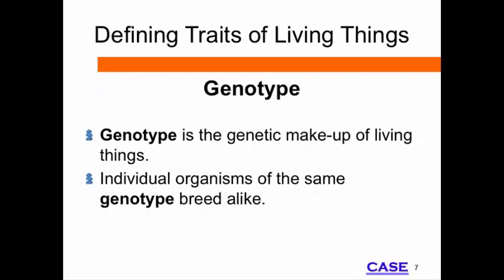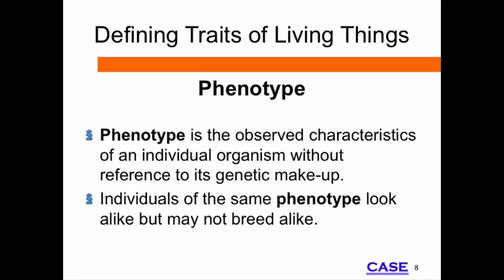Genotype is the genetic makeup of living things. Individual organisms of the same genotype breed alike. It will be important to distinguish between genotype and phenotype. Phenotype is the observed characteristics of an individual organism without reference to its genetic makeup. Individuals of the same phenotype look alike, but may not breed alike. Visual appearances, such as color, presence of horns in cattle, and height are examples of phenotype.